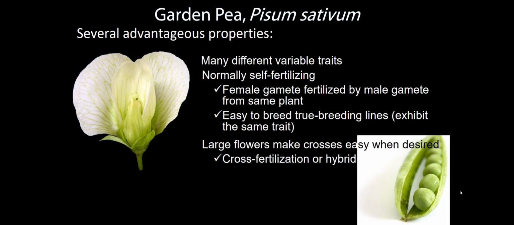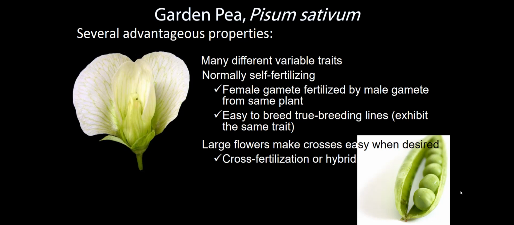A true breeding line would be a plant that is able to pass a trait on to all of its offspring, and those individuals, the progeny, would be able to pass that trait on for many generations without alteration, assuming no mutation, of course. So the flowers were also large enough to make crosses really easy when they wanted to be, and so we were able to both do cross-fertilization and self-pollination.